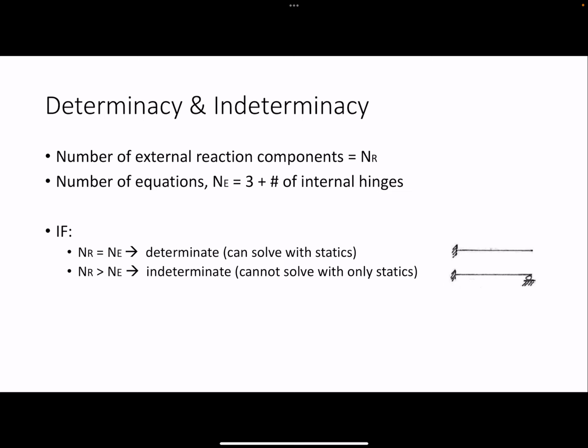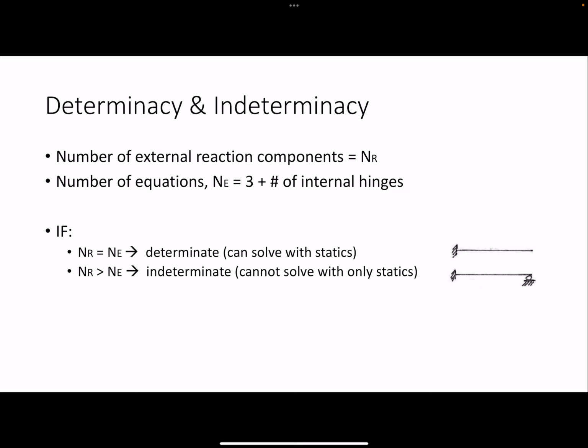All right, so not all structures are determinate or indeterminate, but the ones that we want to work with are. Basically, if we define the number of external reaction components, count those, that's NR, and then NE would be the number of equations. For a 2-dimensional structure, the number of equations is always going to be 3 from your equilibrium equations. So you've got 3 equilibrium equations for every free body diagram. Plus, for every free body diagram that you have, how many internal hinges are there?